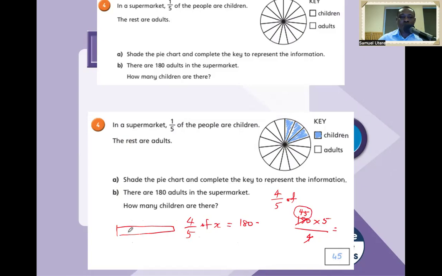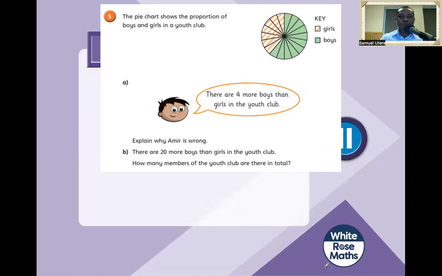Okay. So 1, 2, 3, 4, 1, 2, 3, 4, 5. 4 of those parts represent 180. So it means each part is 45, which means 1/5, which represents children, should be 45 as well. So there are different ways to do that. Okay, pause the video and answer question 5 in 2 minutes.